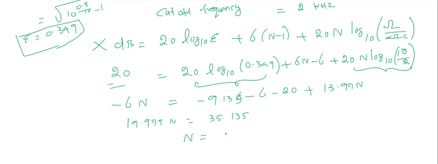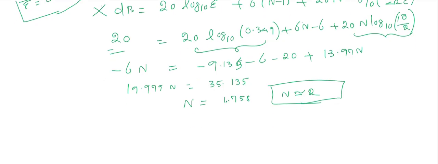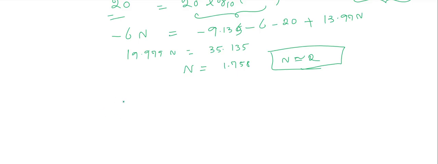So n is equal to 1.758, which is approximately 2. Order is 2. Okay, so find the order of the filter. Depending upon the given specification, different formats are given to determine the order of the filter. Once you determine the order of the filter, next are the design steps.